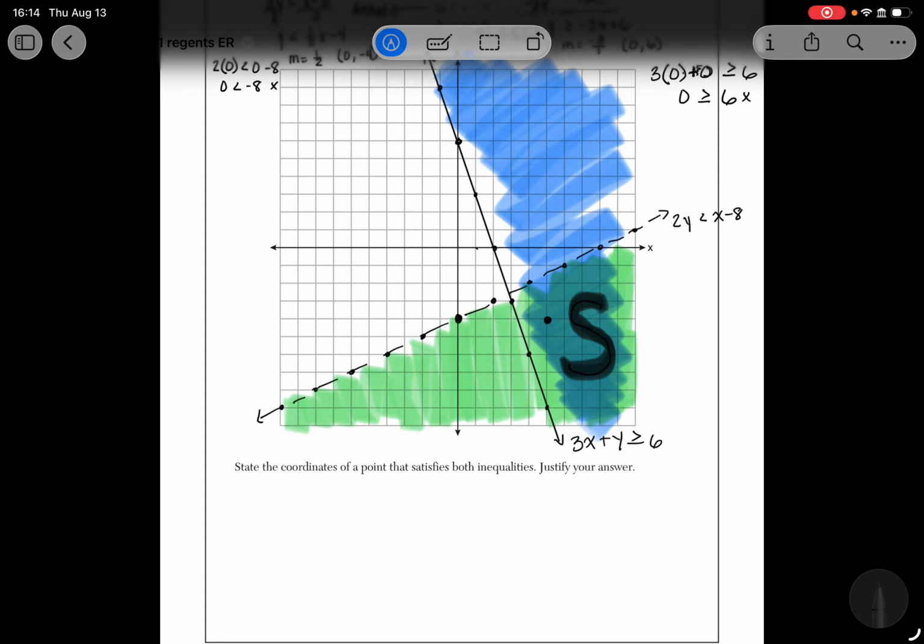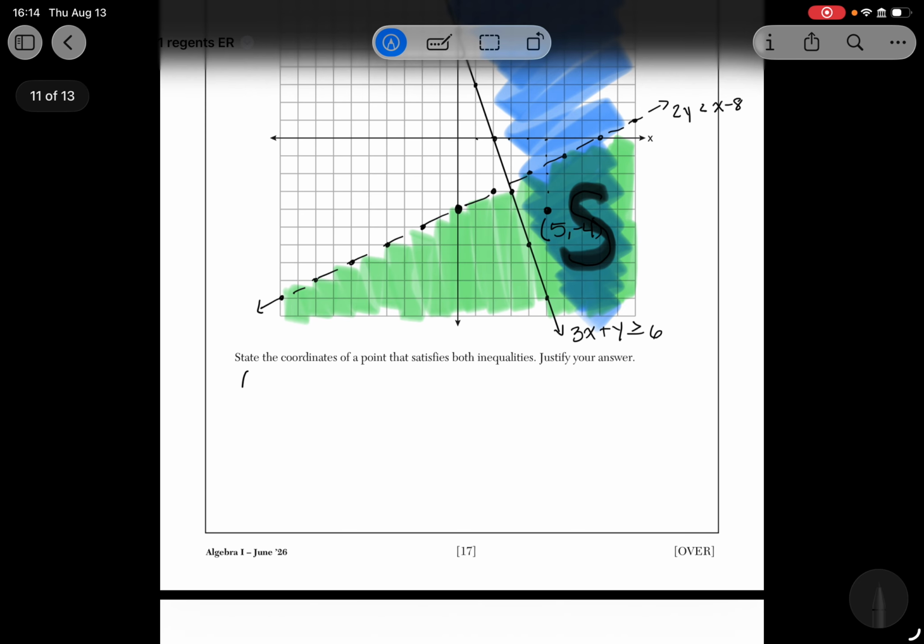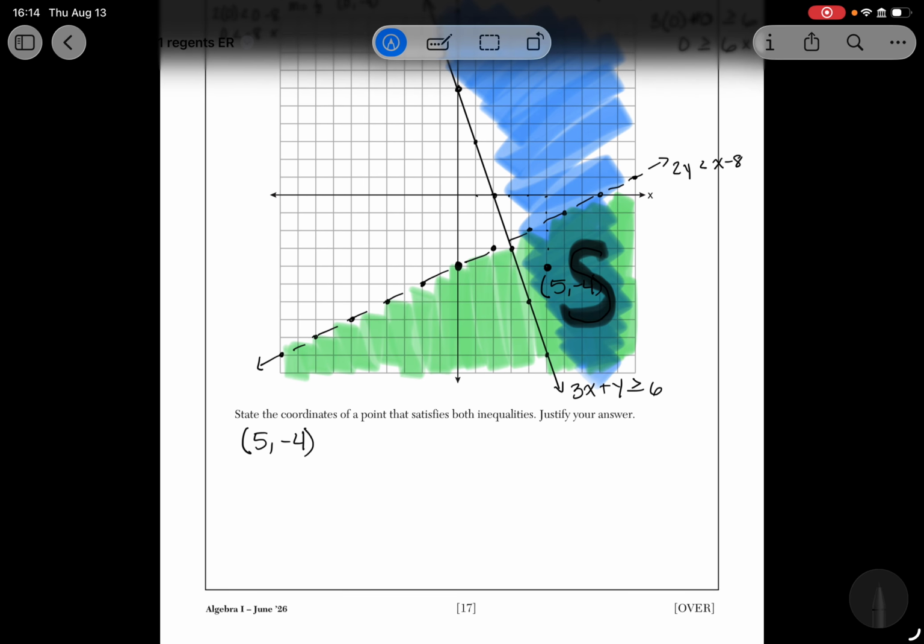Why not? So we have 1, 2, 3, 4, 5. 1, 2, 3, 4. So 5, -4. And then now we just want to check to make sure it's true. And this is the way I'm going to justify my answer. So let's start with our first inequality, and then we'll get into the second inequality after. So 2y, so 2 times -4, is less than x, which is 5, minus 8. And then our other one, which is 3x, which is 5, plus -4, is greater than or equal to 6.